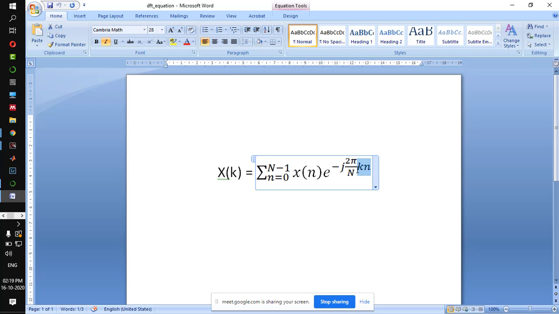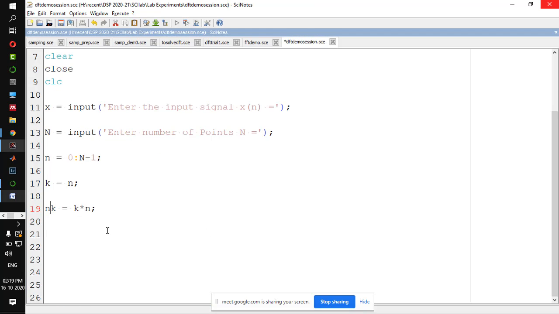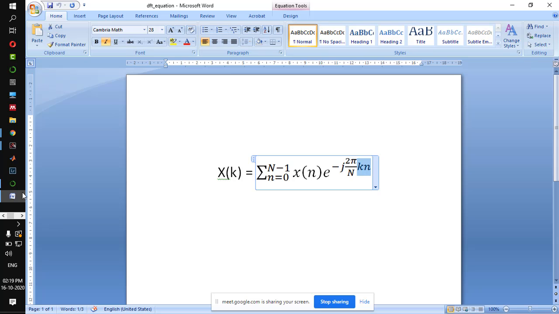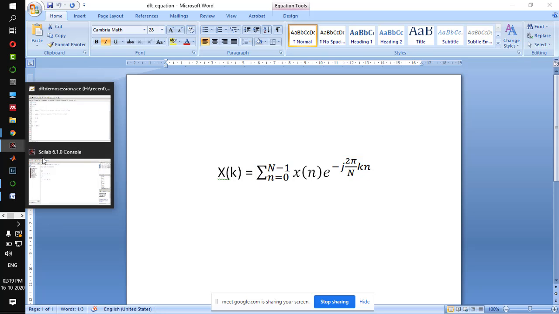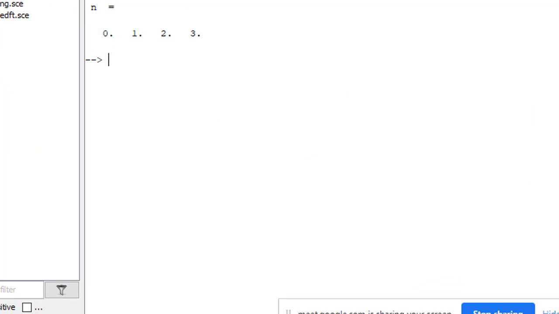I want to define kn. So is what I did valid? What are we expecting in this kn line? Let me try to convince you with the console window. What do I have in k? K is varying from 0, 1, 2, 3 and n is also varying from 0, 1, 2, 3. When you are taking kn, just take care that you get a matrix, not a constant.